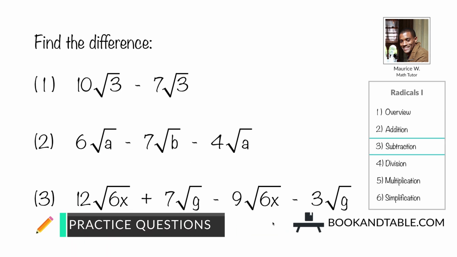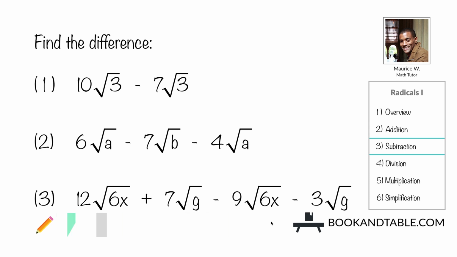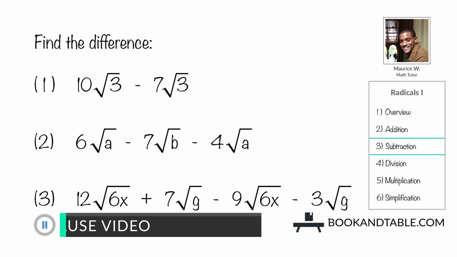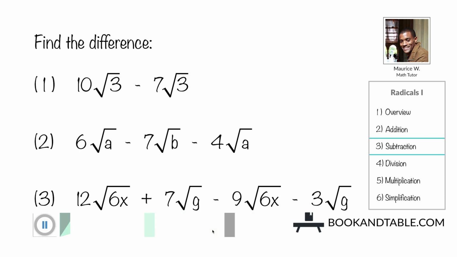Let's have you do a few practice questions. Find the difference. Question number 1, 10 radical 3 minus 7 radical 3. Question number 2, 6 radical a minus 7 radical b minus 4 radical a is equal to what? In question number 3, 12 radical 6x plus 7 radical g minus 9 radical 6x minus 3 radical g. Pause the video, answer these questions, and then press play when you are ready to begin.